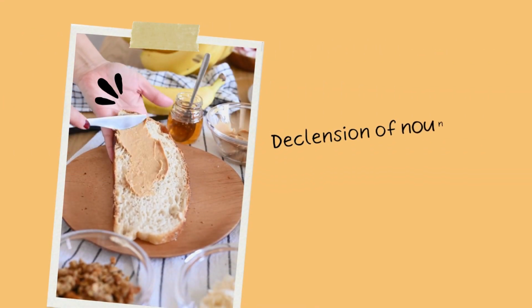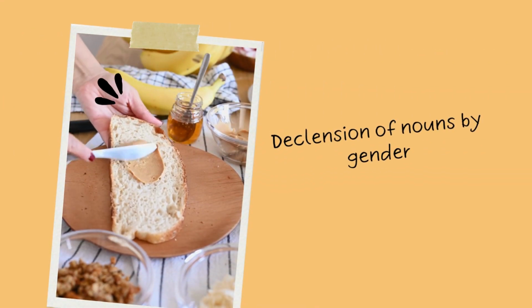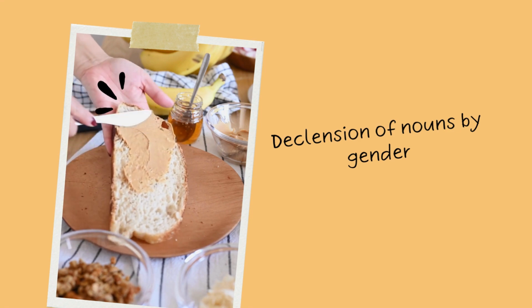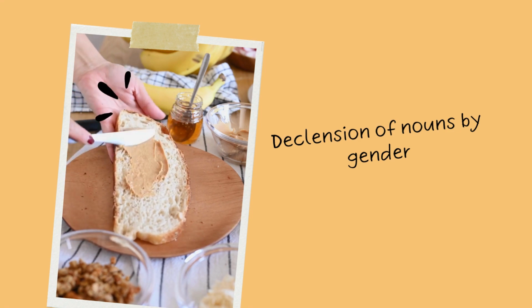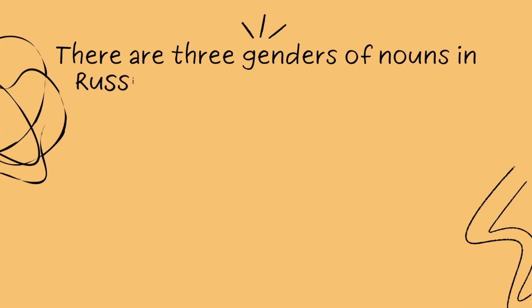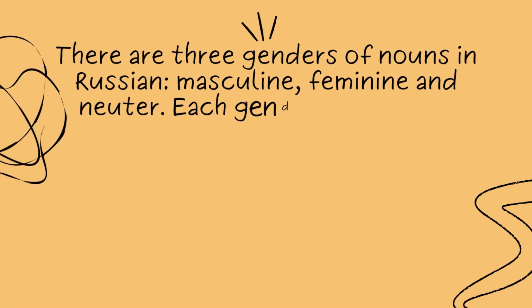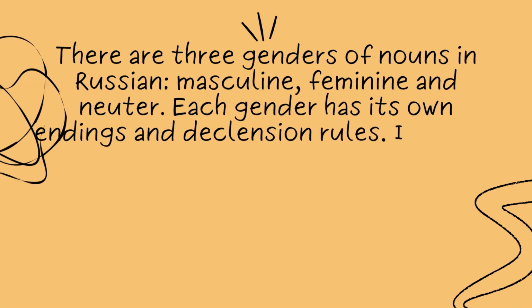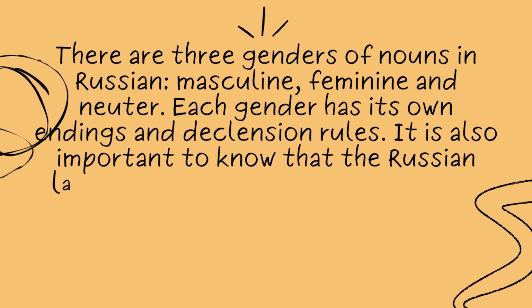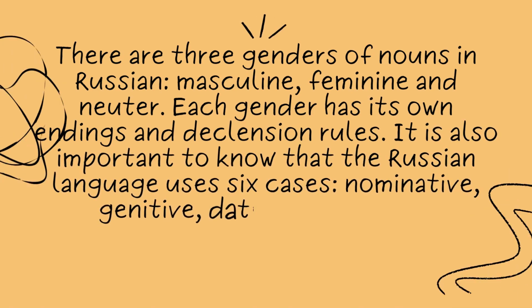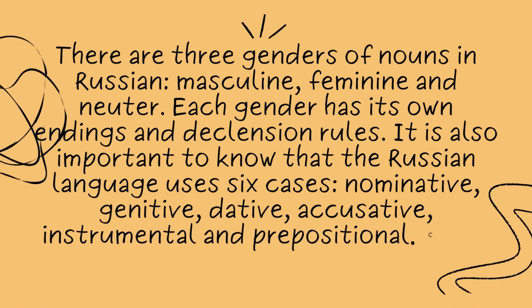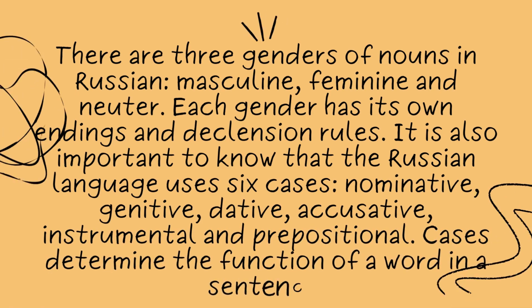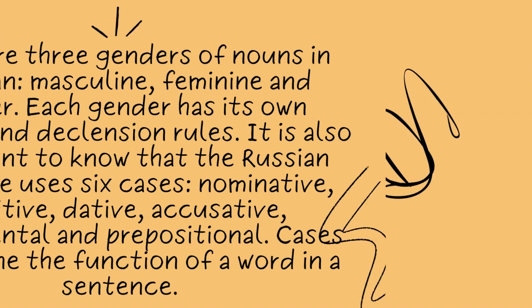Declension of nouns by gender. There are 3 genders of nouns in Russian: masculine, feminine, and neuter. Each gender has its own endings and declension rules. It is also important to know that the Russian language uses 6 cases: nominative, genitive, dative, accusative, instrumental, and prepositional. Cases determine the function of a word in a sentence.